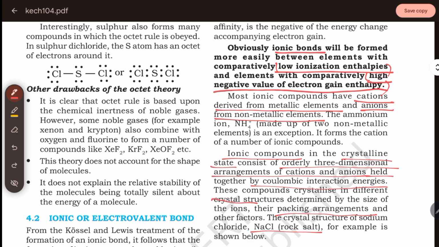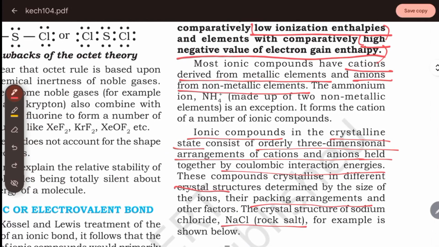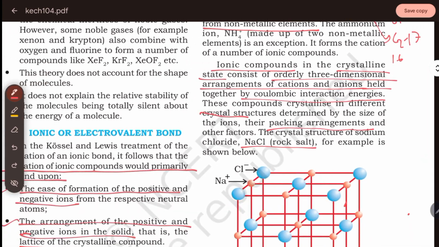Cations are derived from the metallic elements and anions from the non-metallic elements, because if I'm talking about metallic elements, then as per the periodic table, they should be the group 1 and the group 2 elements that can readily lose electron and obtain stability. And anions should be generally group 17, at times 16 also. So these elements have the tendency to gain electron and get stability, but not always, because there is some other factor which also plays its role, and that is the lattice enthalpy.